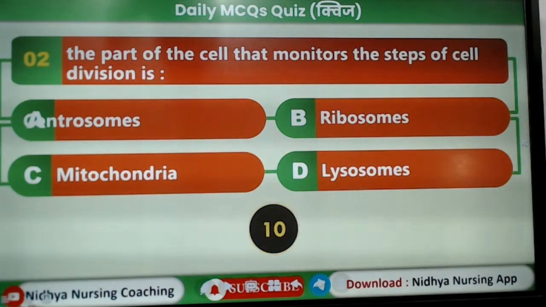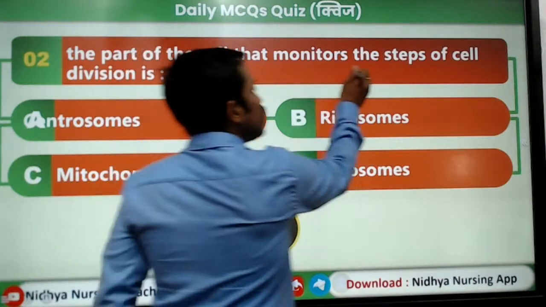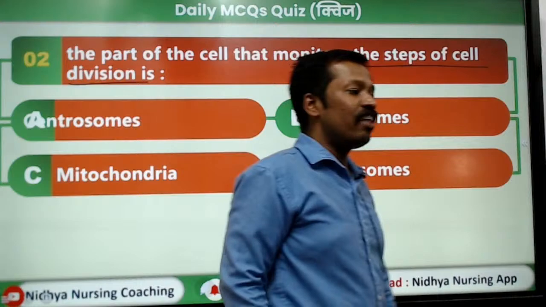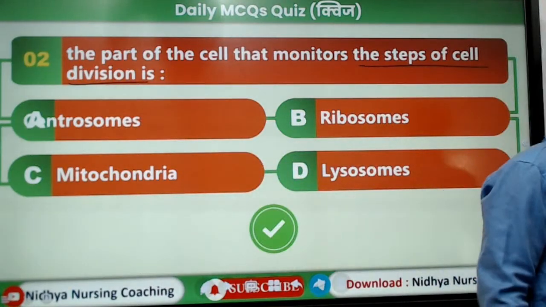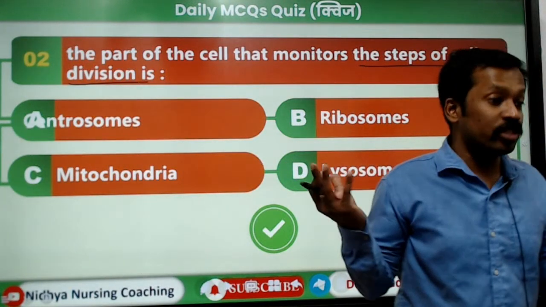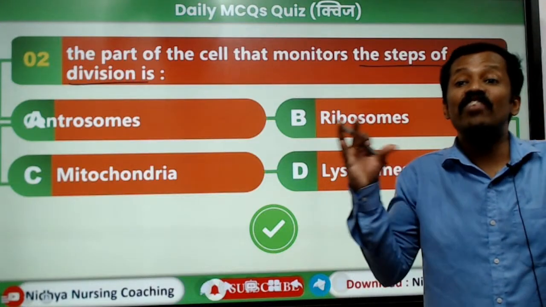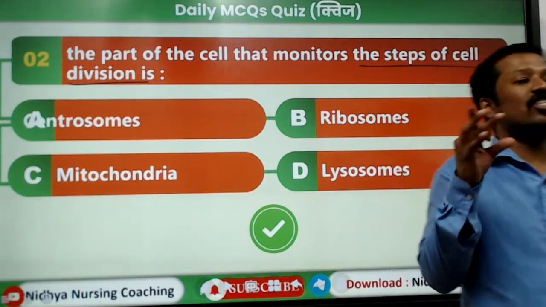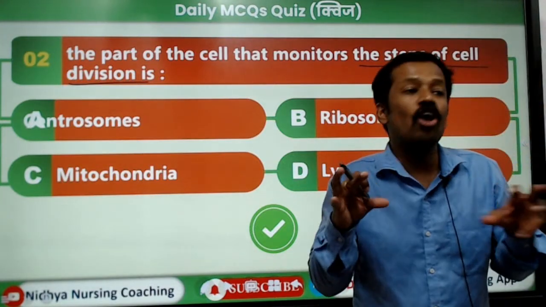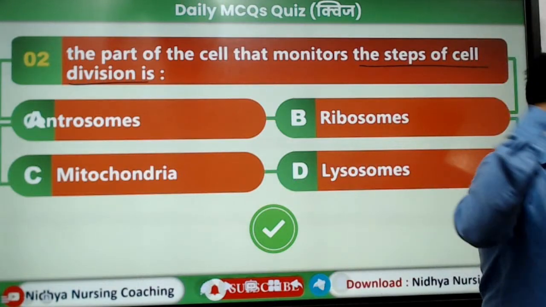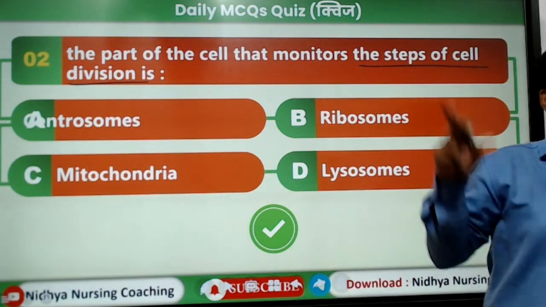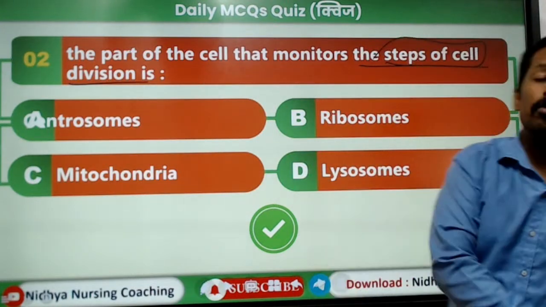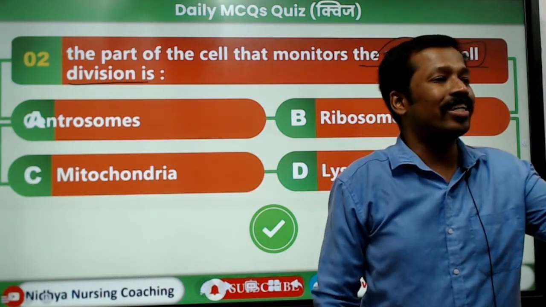The part of the cell that monitors the steps of cell division. What is the meaning of cell division? Mitosis and meiosis. One mother cell becomes two offspring, or daughter, cells. That is called cell division. Out of the cell parts, which one is controlling this cell division?